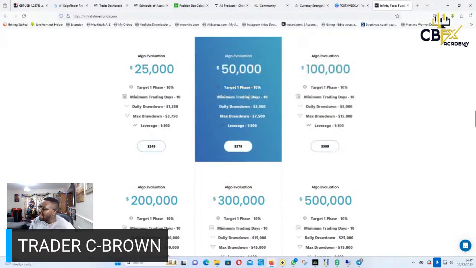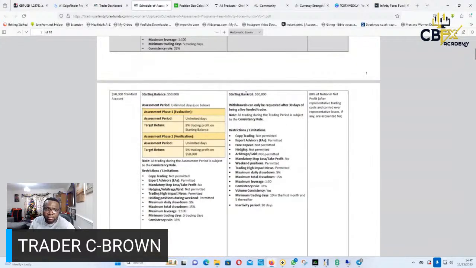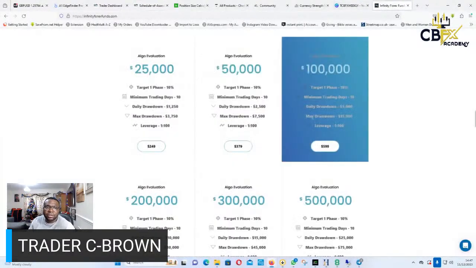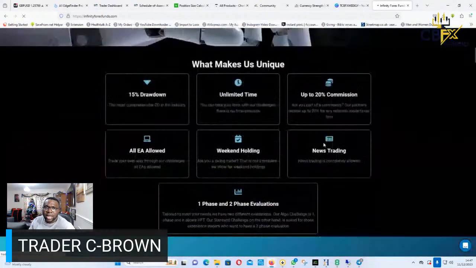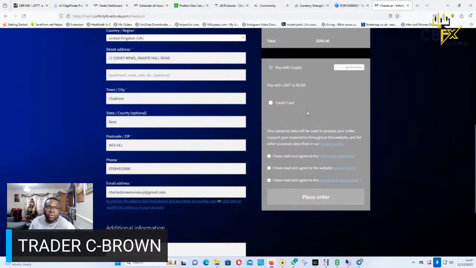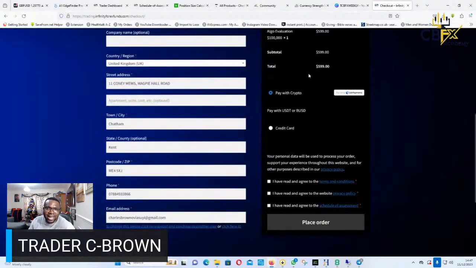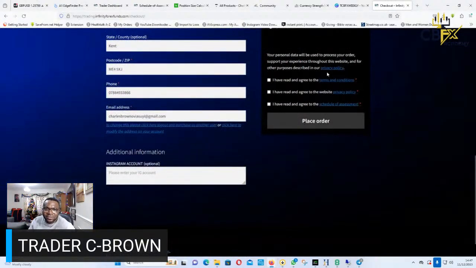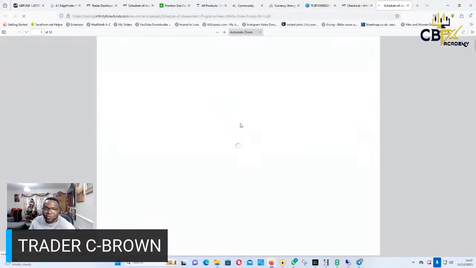And I will give you an assignment to go and read the rules here. Let me show you how to get that. Infinite here. Let's say I'm buying 100K. I take the 100K account on this one. Once I click it, it adds it to my cart. Then, before you enter any information to buy, come down to where it says, I have read and agreed to the schedule of assessment. You click this thing, and once you click it, it will open up.